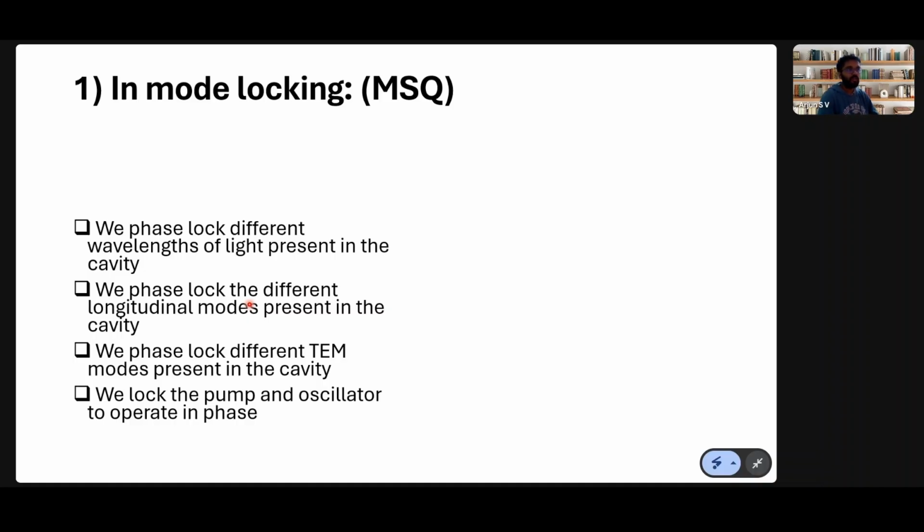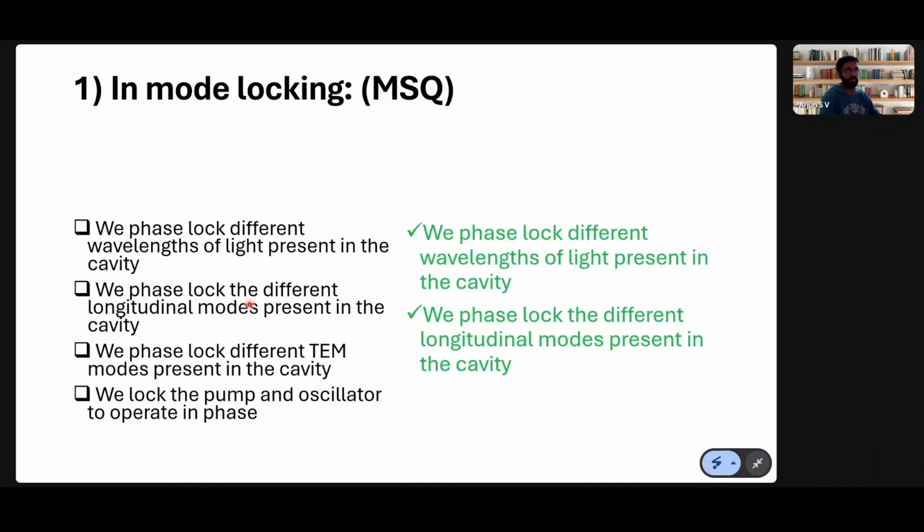So in mode locking, what happens? This is a multiple select question, so more than one option can be correct. The options are: we phase lock different wavelengths of light present in the cavity; we phase lock the different longitudinal modes present in the cavity; we phase lock different TEM modes present in the cavity; we lock the pump and the oscillator to operate in phase. We know in mode locking that we lock the longitudinal modes as well as wavelengths, which correspond to different frequencies. So the correct answer is options 1 and 2, where we phase lock the different wavelengths as well as the longitudinal modes present in the cavity.